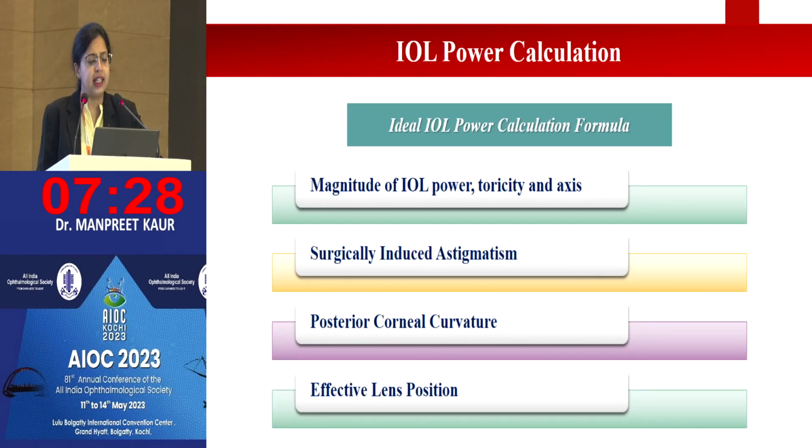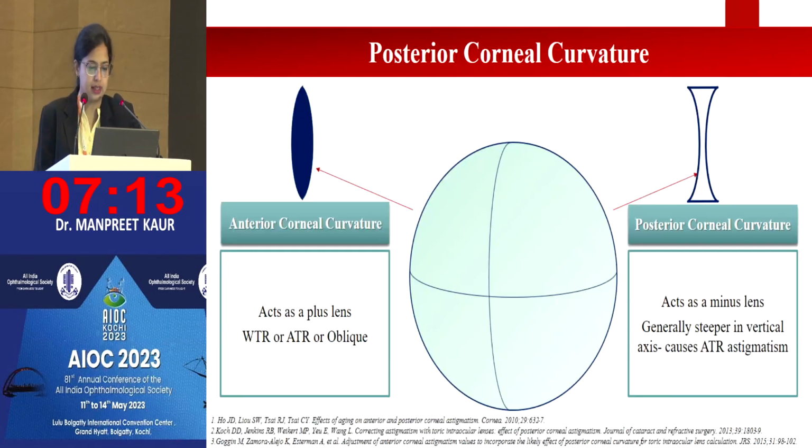So any ideal IOL power calculation formula will give you the magnitude of IOL power, and in case it's a toric, the toricity and the axis. This should take into account surgically induced astigmatism, effective lens position, and the posterior corneal curvature as well, which we'll be talking about in this presentation.